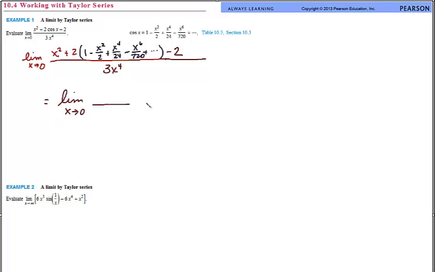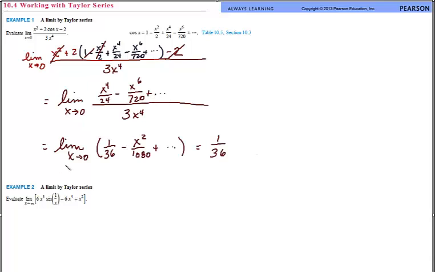If you'll notice, this x squared term right here will drop out because when I multiply this 2 times this term here, I will have x squared minus x squared. So these terms will drop. Notice also that this will be 2 minus 2, so this term and this 1 will also drop, leaving me with just this x to the 4th, and so on, all over 3x to the 4th. So in simplifying that, let's see what we get. In simplifying this even further, you'll see that the limit is 1 over 36.